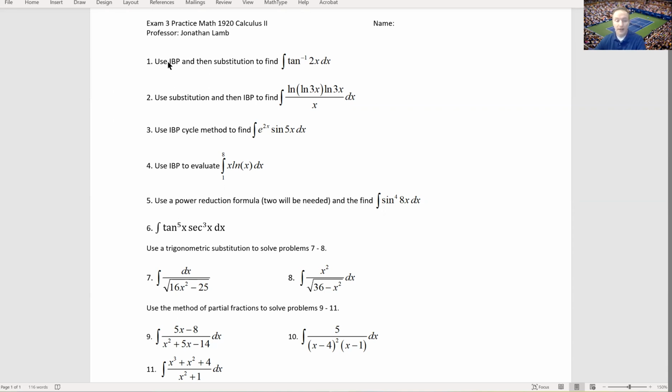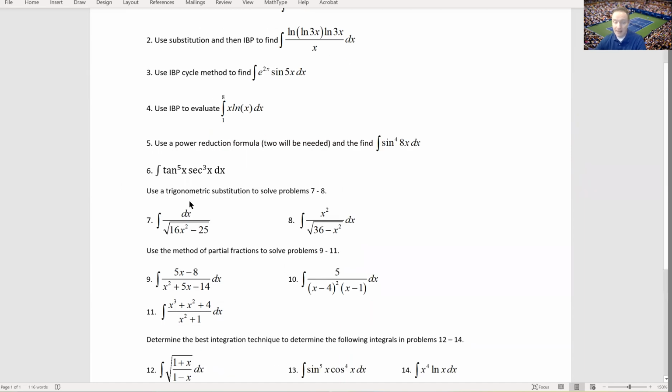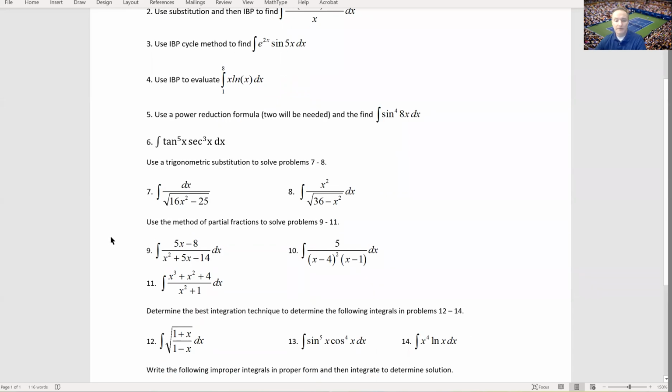Please notice I'm trying to be kind on these first 4 problems. I tell you specifically what techniques are required in the problems and even the order in which they're required in 1 and 2. And then number 5 and 6, those are straight out of section 7.2, techniques of trig derivatives. And then 7 and 8 is trigonometric substitution. That's section 7.3. And then my favorite section of the semester, 7.5, that's the method of partial fractions. That's problems 9, 10, and 11.